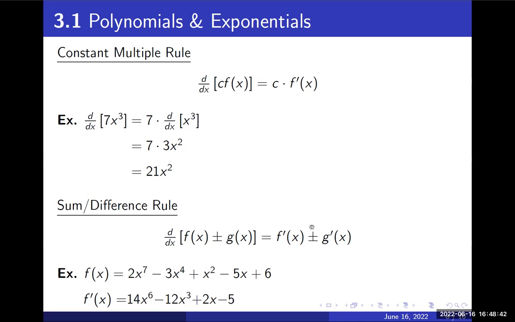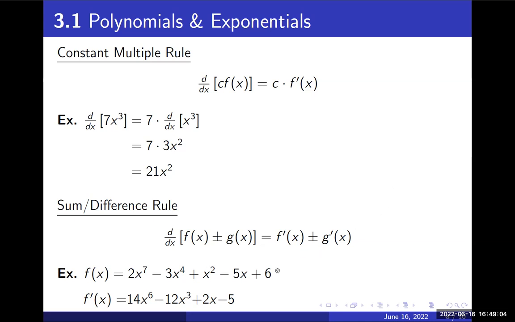And finally, we have plus 6, but that's a constant. The derivative of the plus 6 is 0. So we probably wouldn't write anything. We just leave it like this. 14x to the 6th minus 12x to the 3rd plus 2x minus 5. There we go.